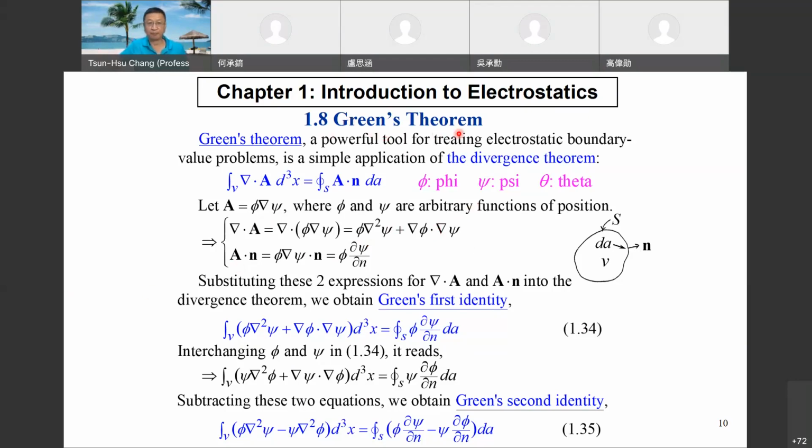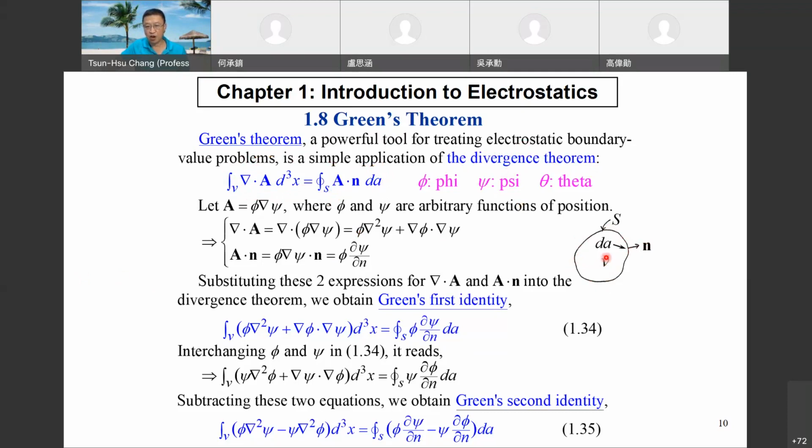Okay, let's start with Green's theorem. Green's theorem is a powerful tool for treating boundary value problems. It's a simple application of the divergence theorem. So first, I will show you the divergence theorem once again. This is the divergence theorem.